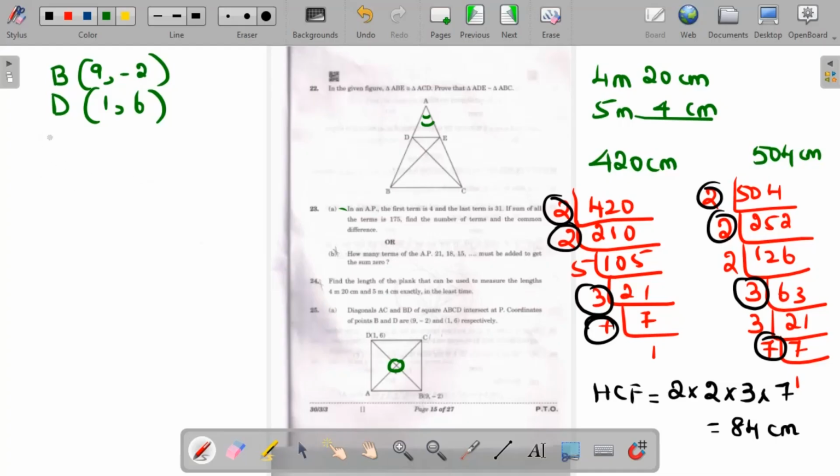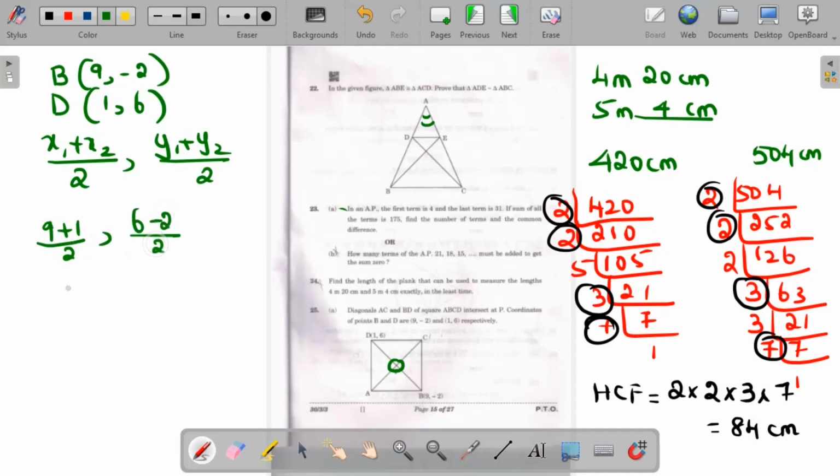So P is nothing but the midpoint of B and D. So let's write the midpoint formula once: (x1 plus x2) by 2 comma (y1 plus y2) by 2. So P's coordinate is (9 plus 1) by 2 comma (6 minus 2) by 2. So 10 by 2 is 5, 4 by 2 is 2.